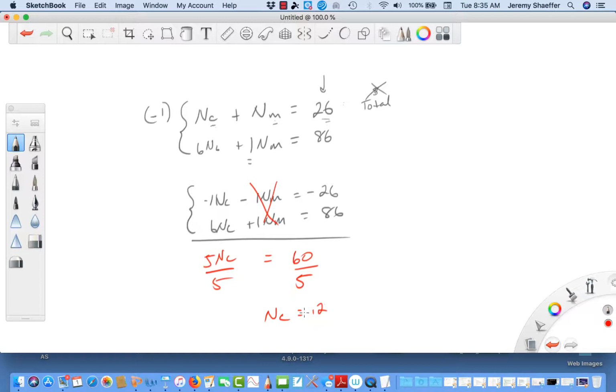Okay, and if number of cod equals 12, we can put this back in. 12 plus number of mussels equals 26, and we can subtract 12, and we can get number of mussels equals 14. There's our answer. Okay, so you can do it either way, elimination or substitution. Elimination seems to be an easy way here because we've got 1 for a value here, and it's simple to do.